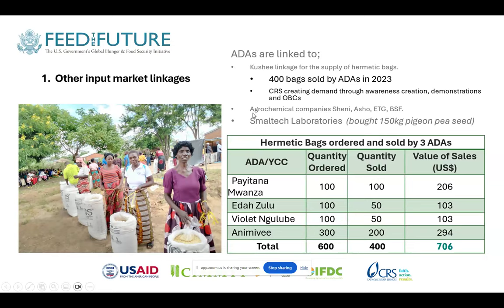Then we also linked them to agrochemical companies like Sheni, Osho, ETG, and BSF.